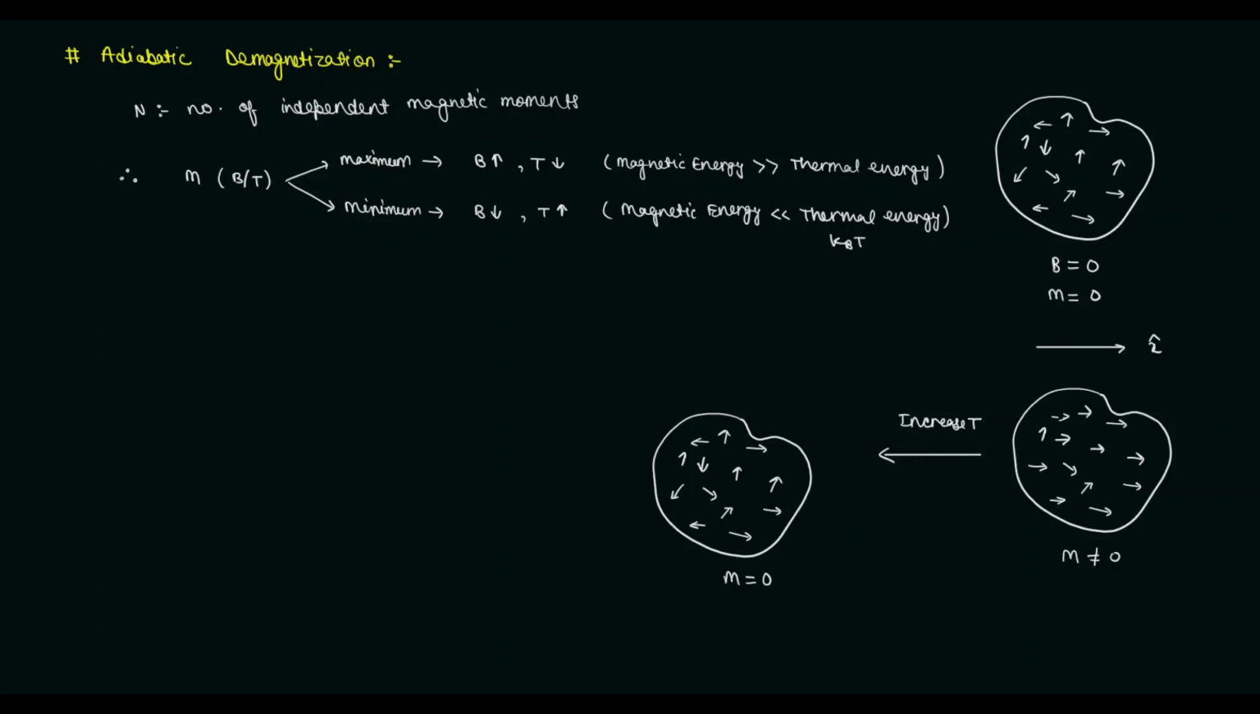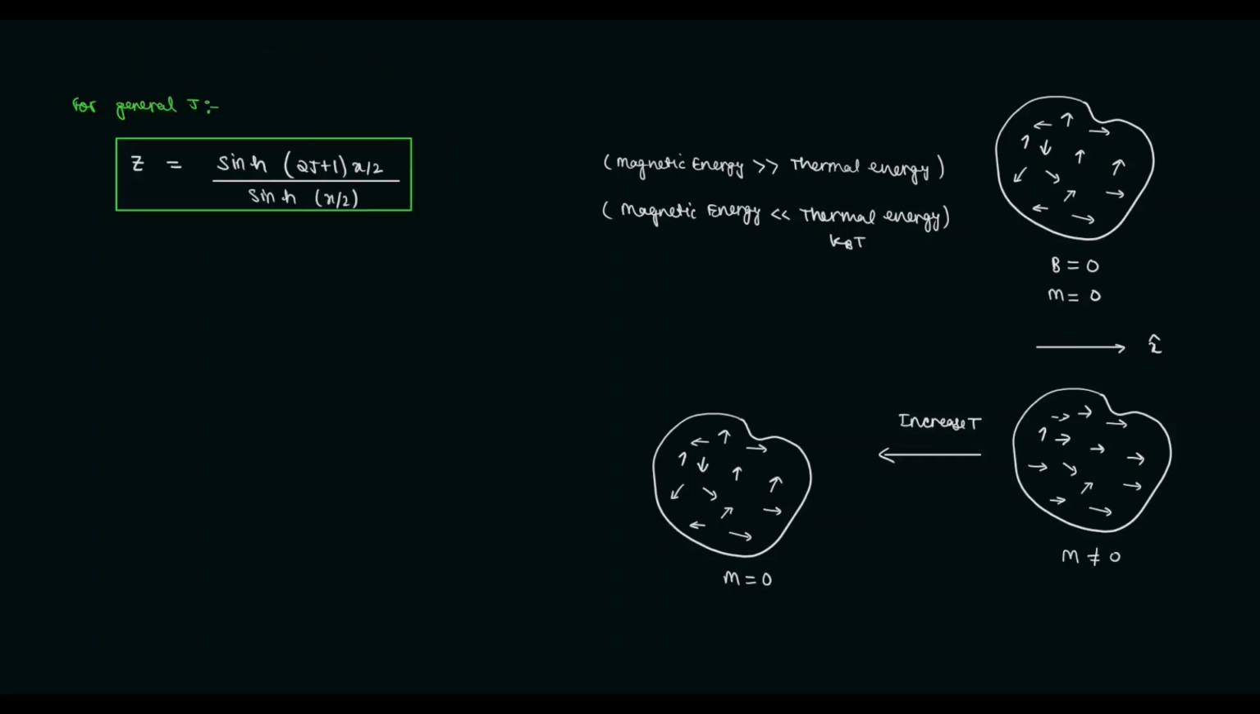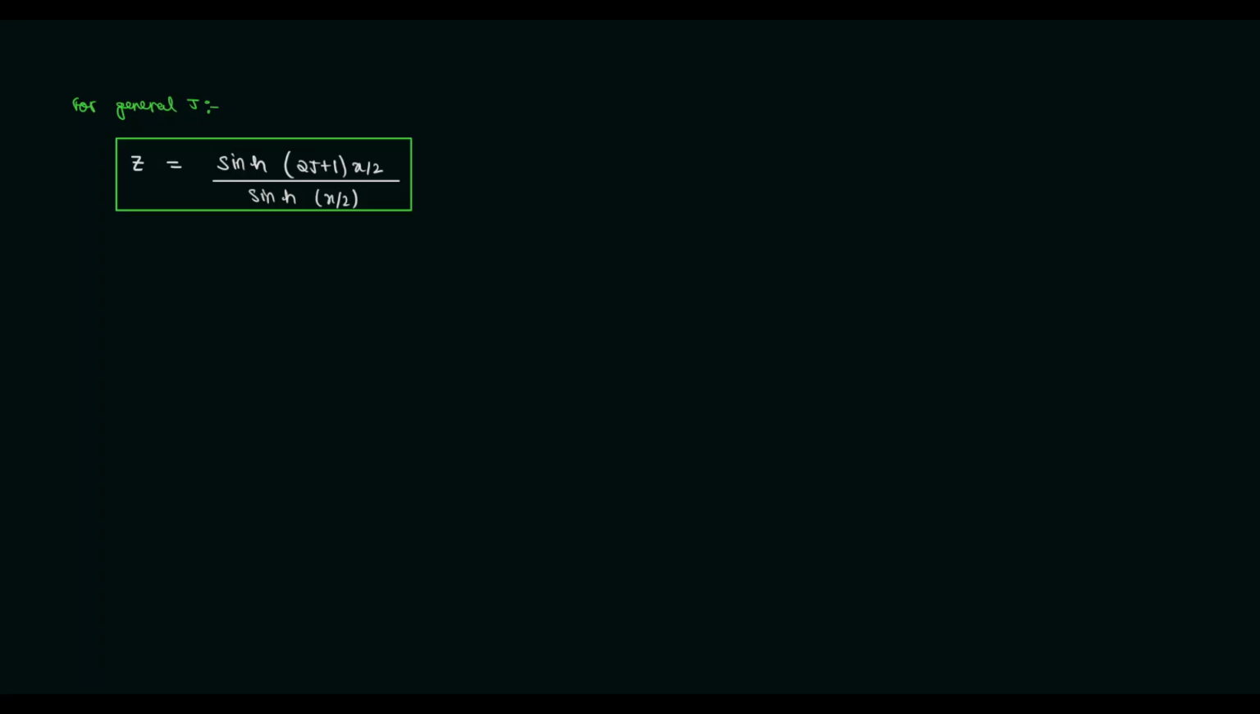In this paramagnetic system, the amount of order can be described by the entropy: in the state of randomness, the entropy will be large, while when there is net magnetization, the entropy will be low. Now in the previous video we have derived the partition function for any general value of the J quantum number as sinh((2J+1)x/2) divided by sinh(x/2), where x was given by g_J mu_B B divided by k_B T, or in terms of beta we can write g_J mu_B B times beta, where beta is 1 divided by k_B T.